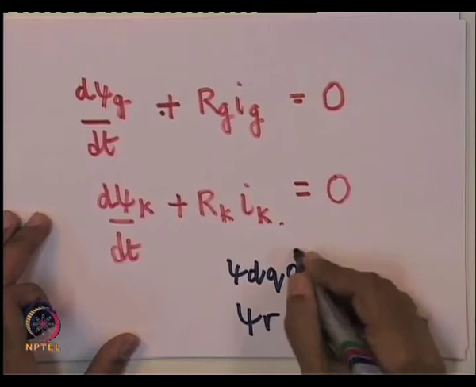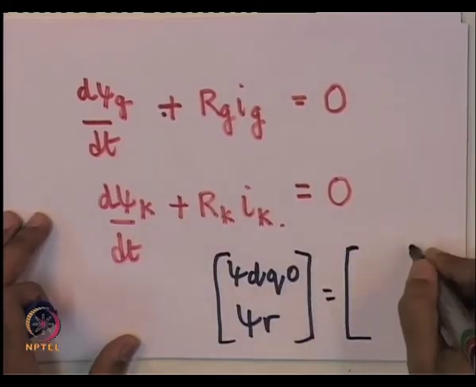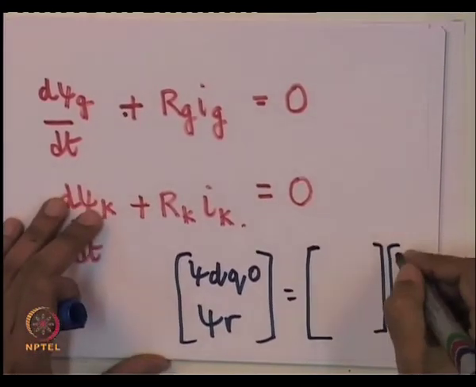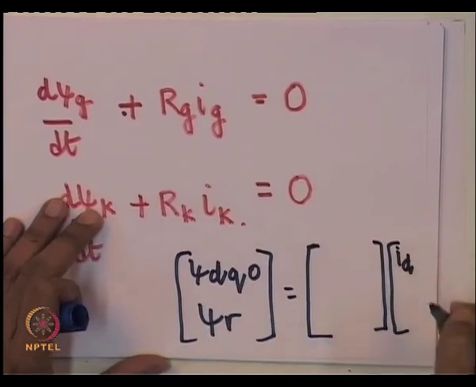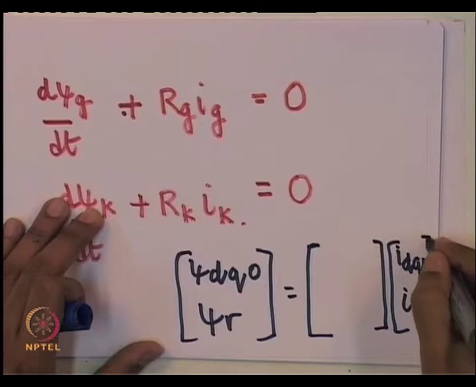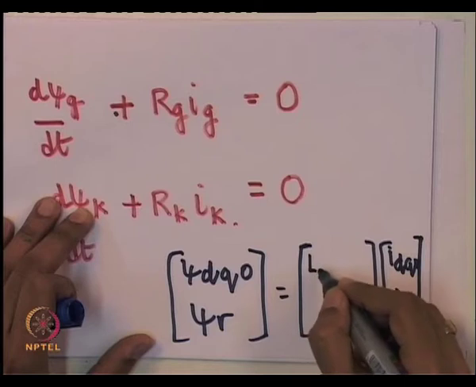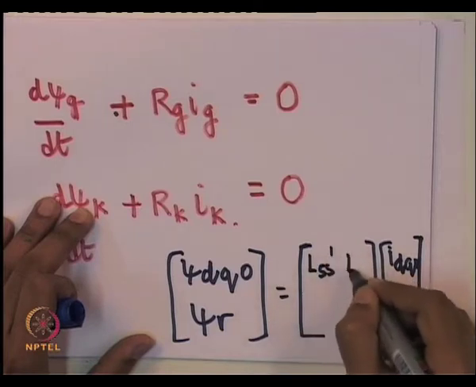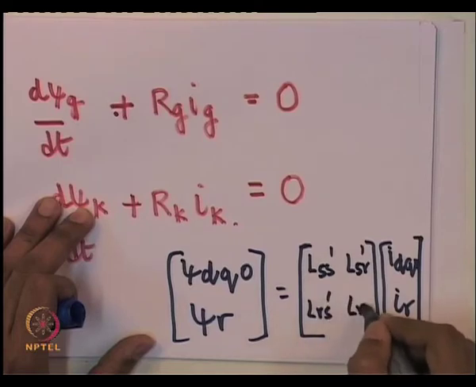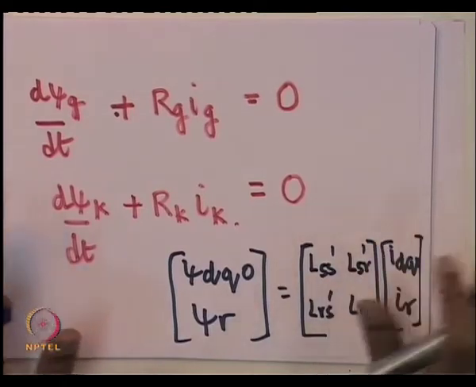So, if I know the relationship psi dq0, psi r, I know this relationship as well. Okay, dq0 and I r, and this is nothing but L S S dash, L S R dash, L R S dash and L R R. So, we have in fact got a complete picture of the system.